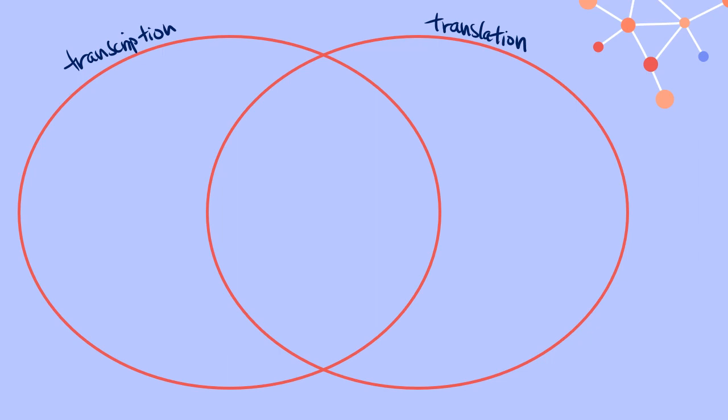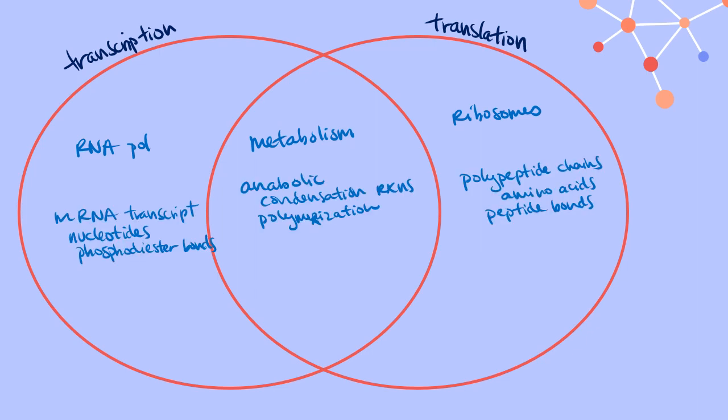Translation and transcription, just like transcription and DNA replication, have a lot in common. So it's worth our while to pause here for a moment, compare and contrast these two processes, and make sure we are keeping them distinct in our brains. Both are metabolism. However, transcription is carried out by RNA polymerase, whereas in translation, ribosomes are catalyzing the formation of the chemical bonds. In translation, we are forming polymers that are polypeptide chains. The monomers are amino acids, and those amino acids are held together by peptide bonds. And again, ribosomes are catalyzing the formation of those peptide bonds between the amino acids.